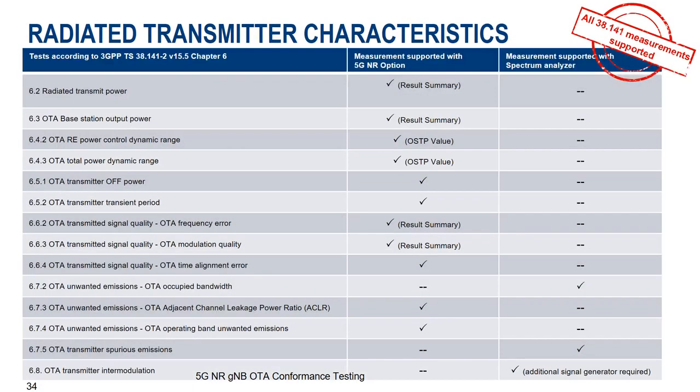So here we see the list for all the radiated transmitter characteristic tests, so chapter 6. The measurement and the test cases itself are the same like for conducted, but now of course all the measurements have to be done over the air. From a measurement equipment point of view, you choose the same 5GNR option to get to the results. Of course, the hardware itself needs to support the higher frequency range.